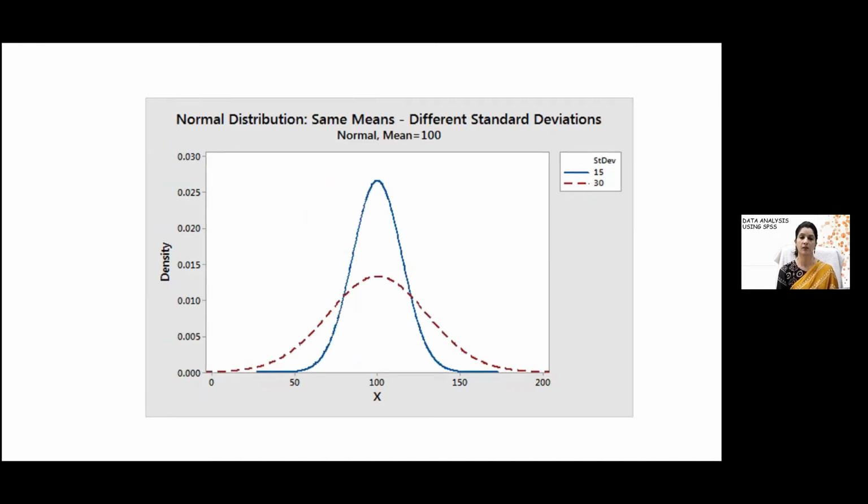This is again a normally distributed curve, but if you see the height of the blue curve, it is higher than the red one, which is shown as a dotted line. So this curve has a high peak and this curve has a low peak. The curve which is widespread has a larger standard deviation. The standard deviation of this dotted curve is 30 and the standard deviation of this blue curve is 15, whereas the mean of both curves is the same.